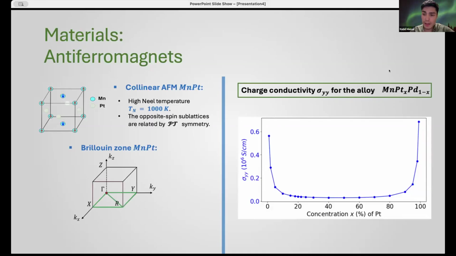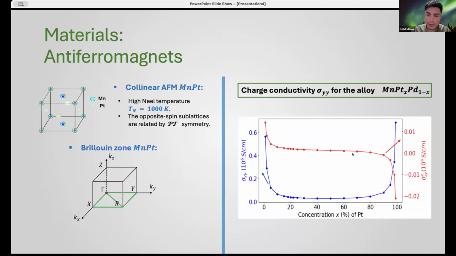So here we are showing manganese, platinum, palladium. So the impurity here is palladium. And what happens is that near clean systems, the charge conductivity is divergent, which we expect because we have a clean system without impurities, so less scattering. But around 50% of doping, we have a minimum of the charge conductivity, which is expected as well because this is kind of where we have lots of scattering events.